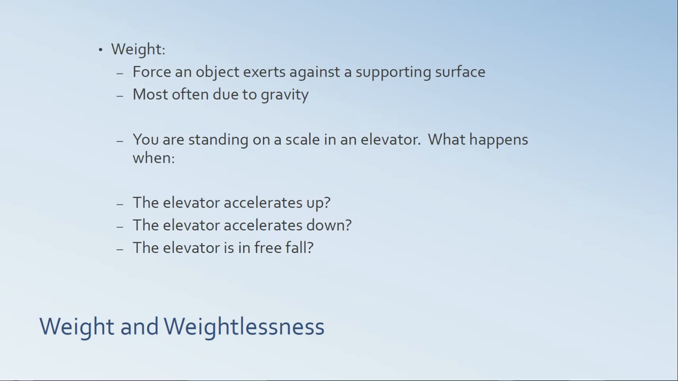And we talked about forces and newtons and mentioned weight. You might remember when we talked about mass and weight. So mass is independent of gravity. It's a measure of inertia. But weight is when we do have gravity acting on a mass. And so what we feel as weight is the force an object exerts against a supporting surface due to gravity, most often due to gravity.